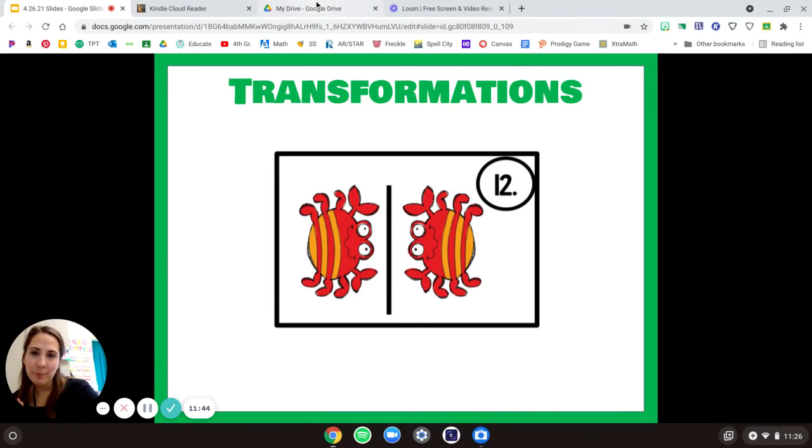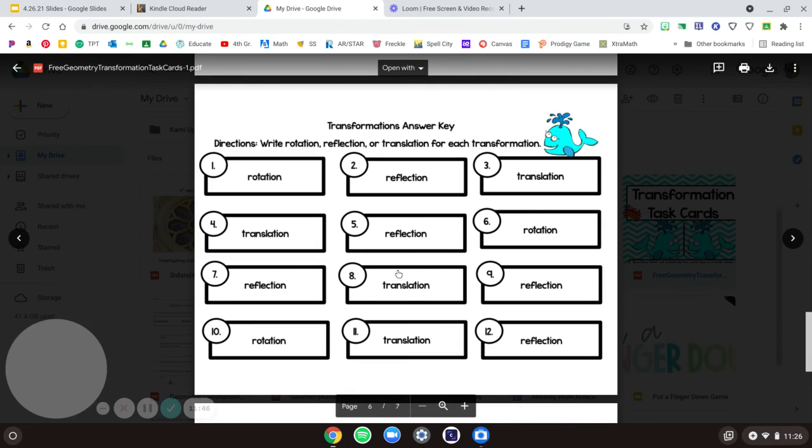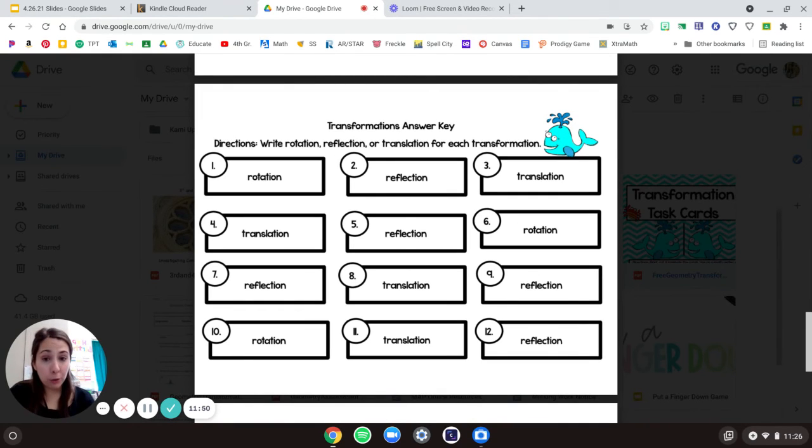All right, let's check and see how you did. Number 1 should have been a rotation, 2 was reflection, 3 and 4 were both translations. It slid across the page. 5 was a reflection or a flip. 6 was a rotation. It turned, almost like a cartwheel. 7 was a reflection. 8 was a translation. 9 was a reflection. 10 was a rotation. 11 was a translation. And 12 was a reflection.